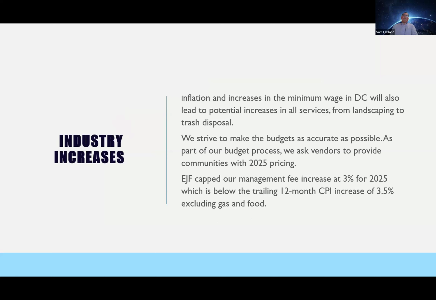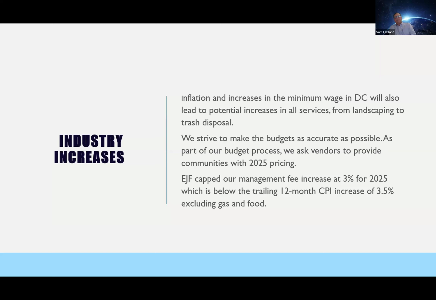All right. There also will be industry increases. Obviously today, the front page of the paper was good news. Inflation seems to be coming down, but it is not non-existent. Inflation still exists. It was 2.9% as of this morning, which is just the latest. Early this year, it was over 3%. Now it's down to about 2.9%. Inflation goes up and down.